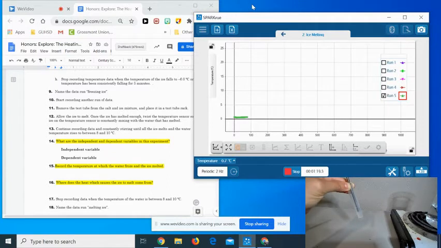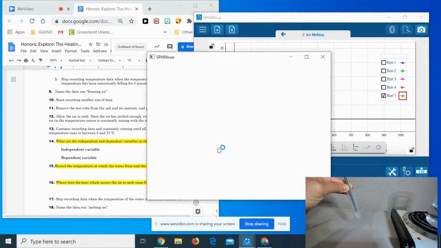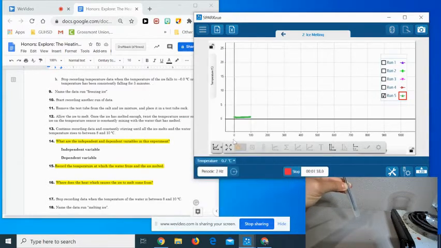It says, what are the independent and dependent variables in this experiment? So let me just remind you that the independent variable is what you are changing. That's usually your input in math. That's usually your X value. So what is your X value? If we look at this graph right here, what does it say? Our X value, okay? And then it says, what is our dependent variable? Our dependent variable is usually our Y-axis, okay?